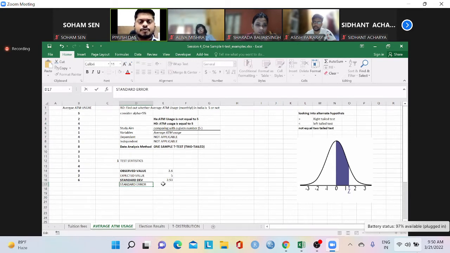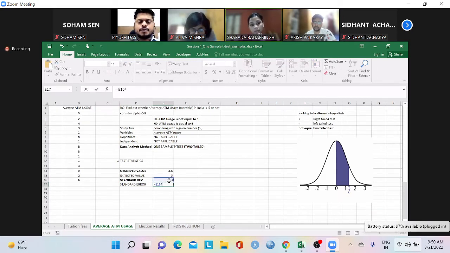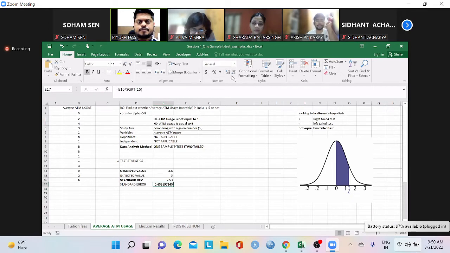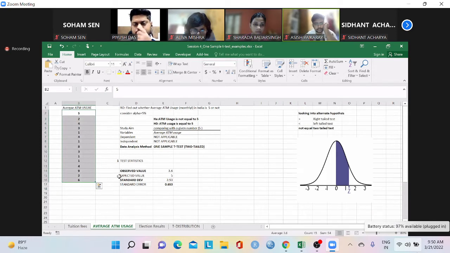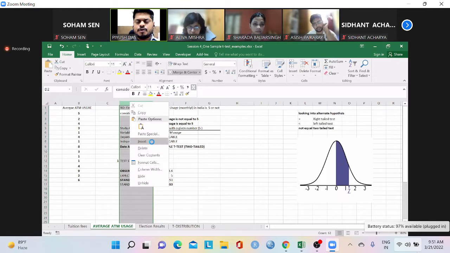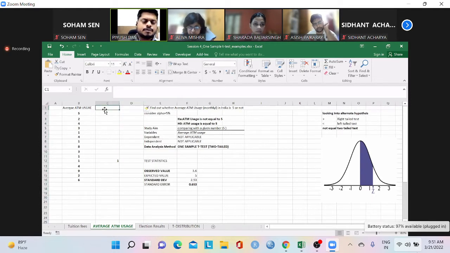Standard error is equal to your standard deviation by square root of sample size. What is our sample size? 15. Square root of 15, right? So sample size is 15. So standard error is nothing but your standard deviation, that is again sample standard deviation, right? Because it is a small data, actually we can calculate here. I hope all of you know how to calculate sample standard deviation.